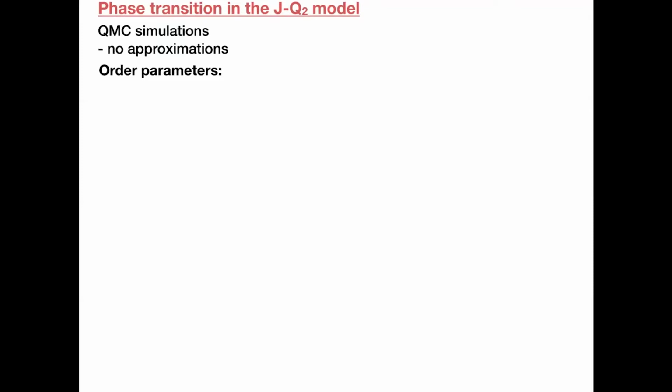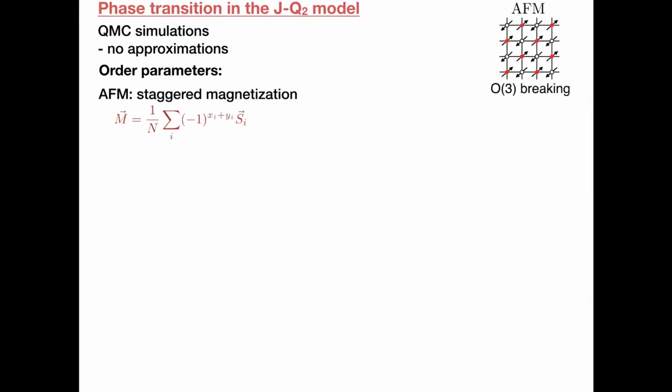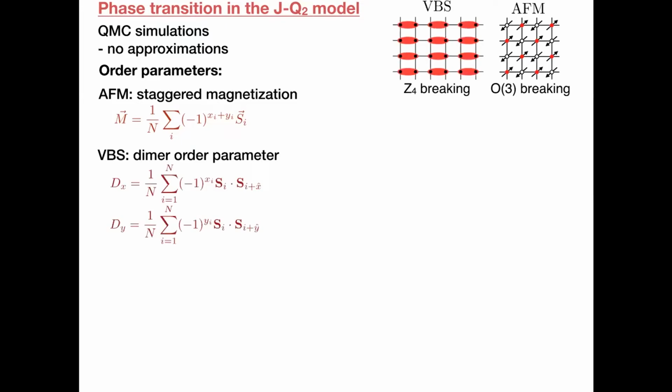We do simulations, no approximations, but we have finite size, of course. So everything has to be studied as a function of the system size, and we have to define our order parameters. We have the staggered magnetization as the order parameter of the antiferromagnet. And then the VBS order parameter is really a vector. We have a dx order as I show here, but if I rotate this 90 degrees, then I have dy order. So we have two components of a two-dimensional vector.